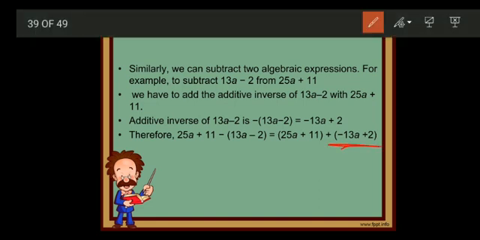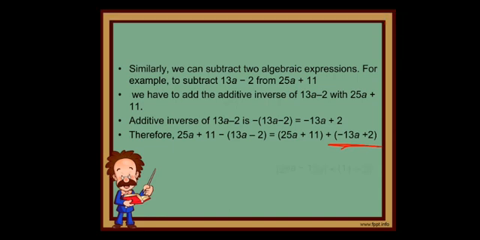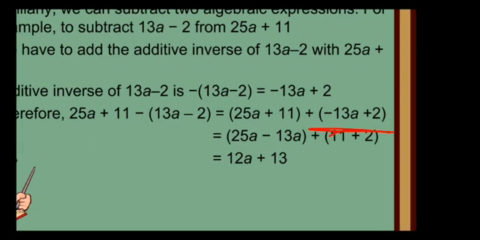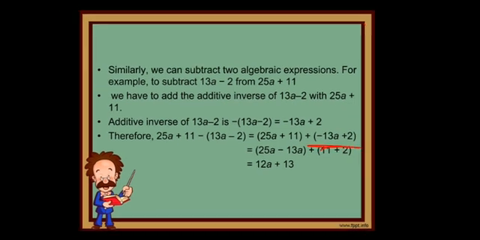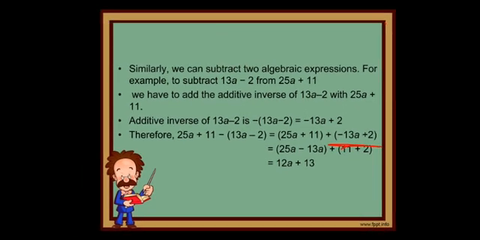25a plus 11 plus minus 13a plus 2. Okay, so group the like terms. That will be 25a minus 13a plus 11 plus 2. 25a minus 13a will be 25 minus 13, that is 12a. 11 plus 2 is 13. So 25a plus 11 minus 13a minus 2 is 12a plus 13.